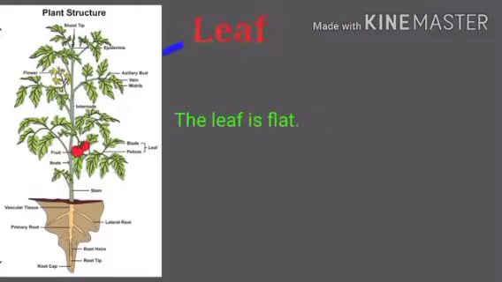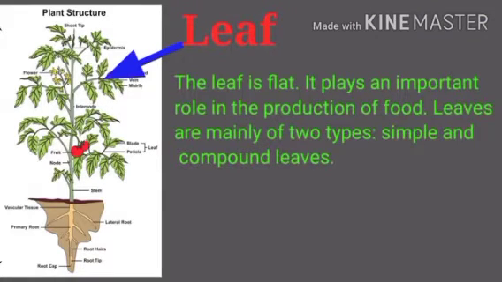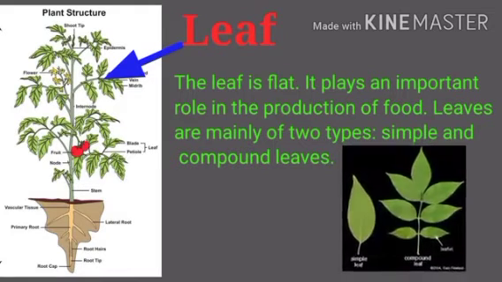Leaf. The leaf is flat. It plays an important role in the production of food. Leaves are mainly of two types: simple and compound leaves.